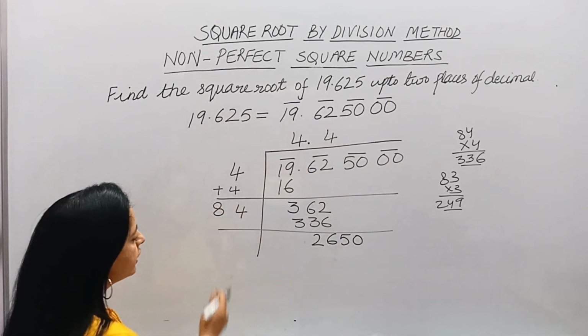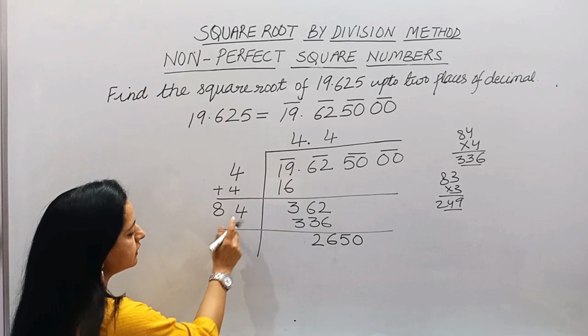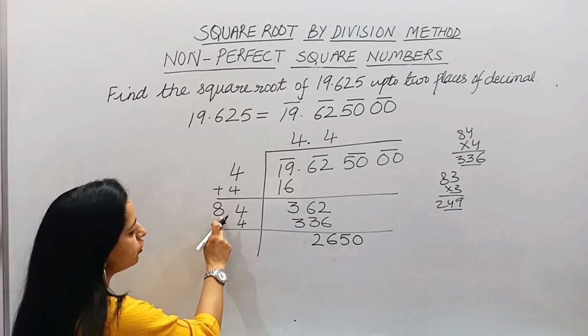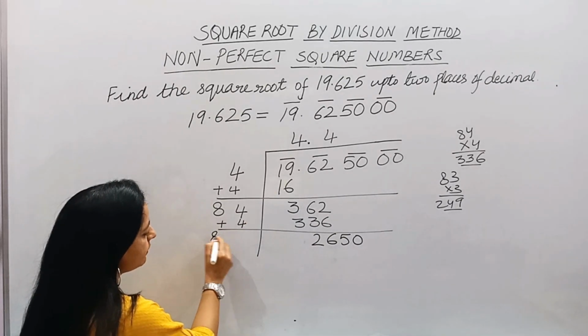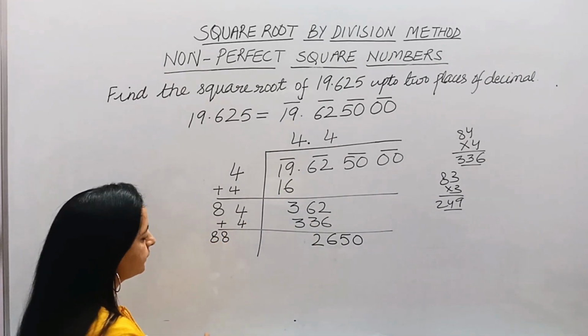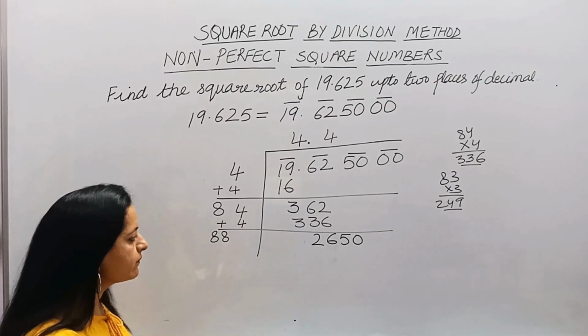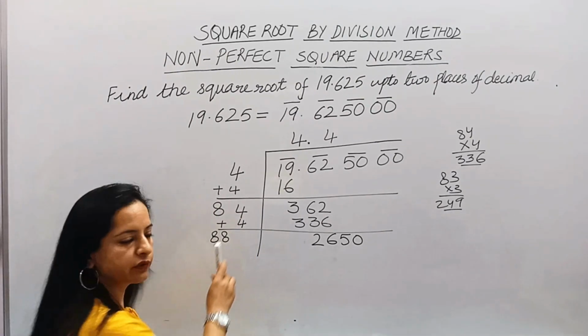50. Here we have added 4. So we will add the last digit here. 4 we have added, we will add the same digit here again. So 4 plus 4 is 8. So this number is formed, 88. Now we need to again leave some space here to add the next digit. So I need to add a digit here.